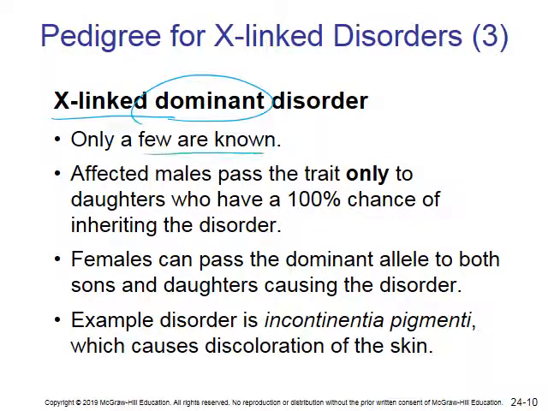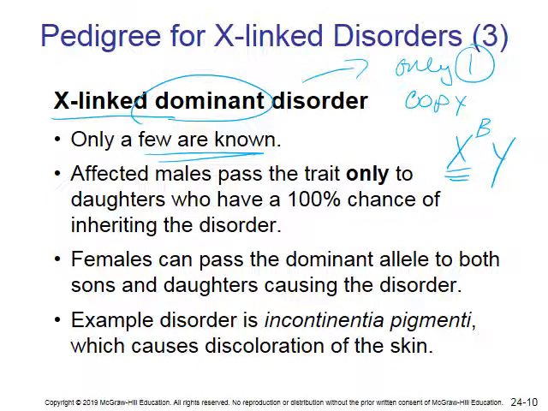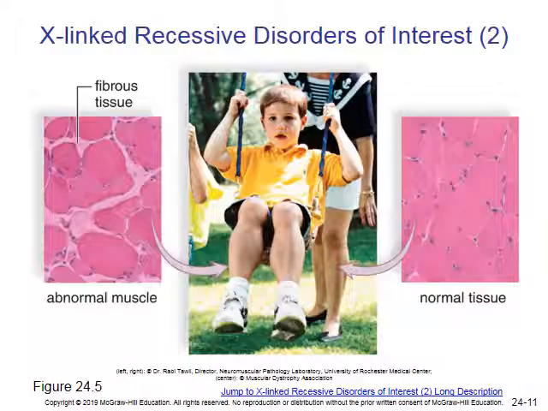X-linked dominant disorders are very rare. This would be only 1 copy needed to cause disease. So only 1 copy. If you're a male and you have this dominant disorder, 100% of your female offspring are going to have this disorder. Because remember, the Y is going to go to your male offspring, the X is going to go to your female, and you only need 1 copy. So if you see an X-linked dominant disorder on a pedigree, all of the daughters are going to have the disorder from the male who also had the disorder.